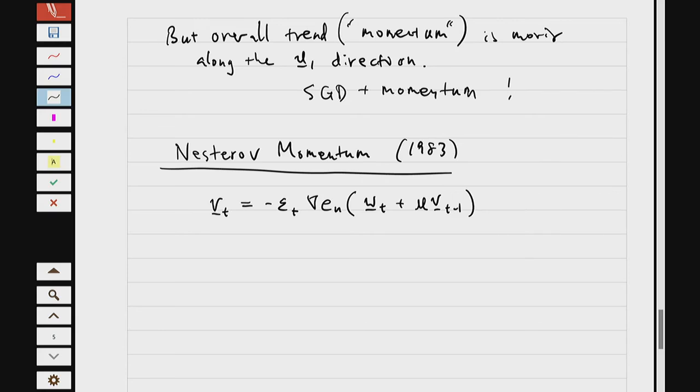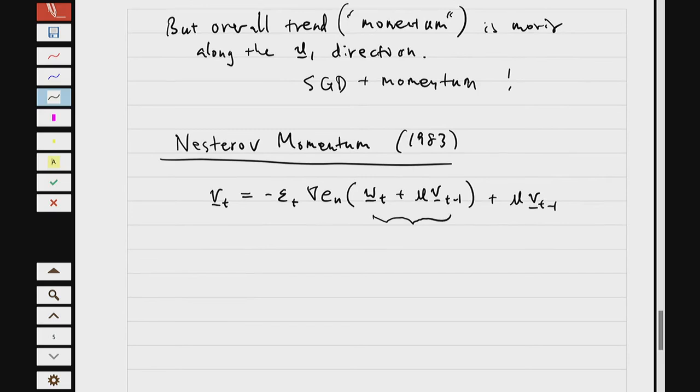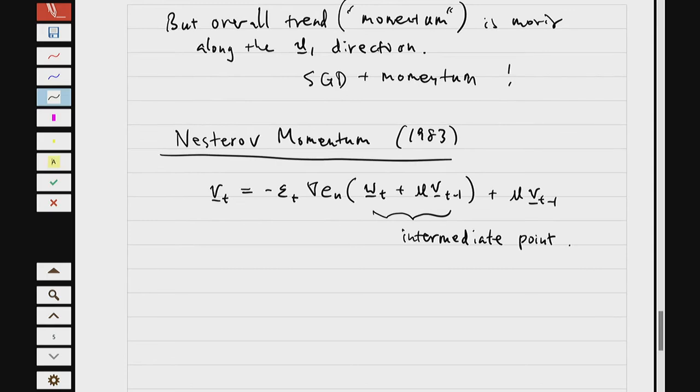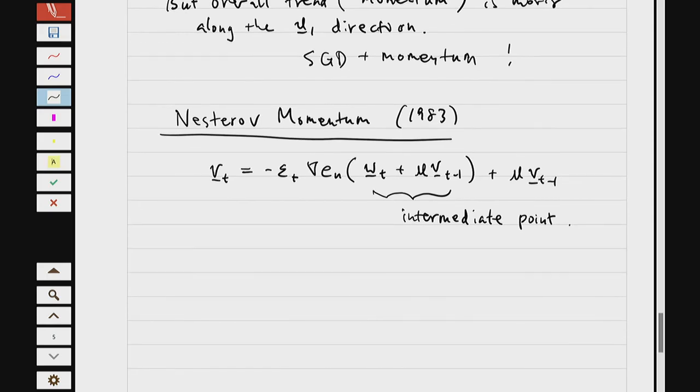So you update your location first with the previous velocity, and then take the gradient at that new point. And then, just as before, you add this velocity, Vt. So this is an intermediate point. Everyone see the difference between this and the previous one? Just go half a step forward first, calculate gradient, and then you go the full step. And then the rest is the same.